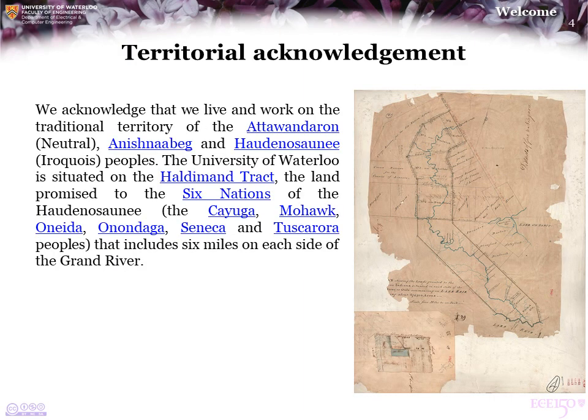To begin, a territorial acknowledgement. We acknowledge that we live and work on the traditional territory of the Attawandaron, Anishinaabe, and Haudenosaunee peoples. The University of Waterloo is situated on the Haldimand Tract, the land promised to the Six Nations of the Haudenosaunee people, that is, the Cayuga, the Mohawk, the Oneida, the Onondaga, the Seneca, and the Tuscarora peoples. This land includes 6 miles on each side of the Grand River.